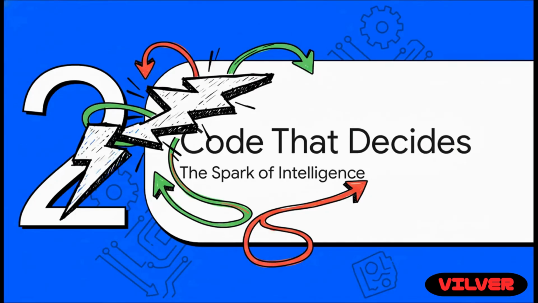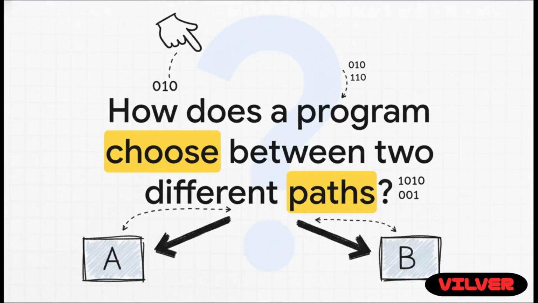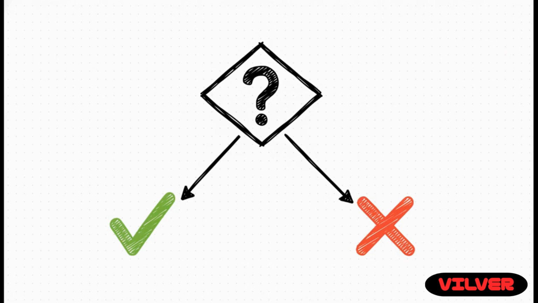That's a huge step. Now, let's give it what I like to call a spark of intelligence. Let's teach our code how to make decisions. But how does a program actually choose what to do? If this happens, do A, but if it doesn't, do B. How does it make that fundamental choice? Well, the answer is something called if-else logic. Let's use a simple test score as an example. The computer basically asks a question. Is the score greater than 35? If the answer is yes, it goes down one path. If the answer is no, it goes down a completely different one.